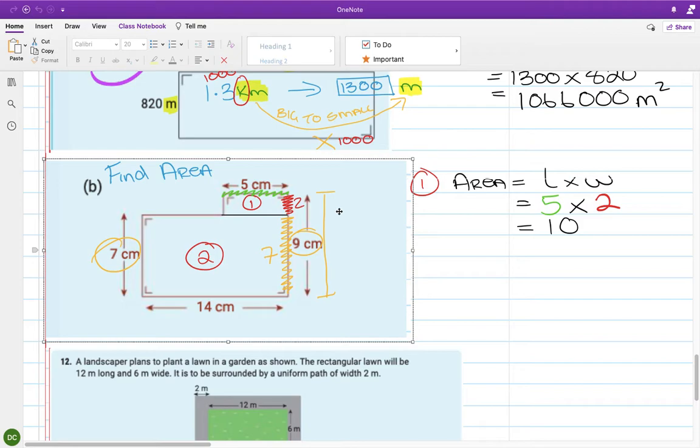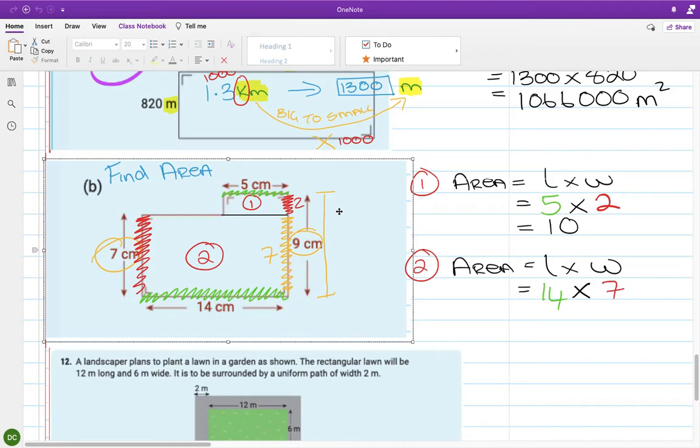And then for the big rectangle, which I'm calling part 2, still a rectangle, so it's still length by width, and the length in this case is, there it is across there, so 14 multiplied by a width going this way, so that's a width of 7, so that gives us 98, and then you add 10 and 98 to get 108, and it's centimeters squared for area.